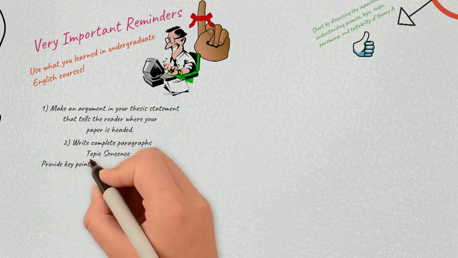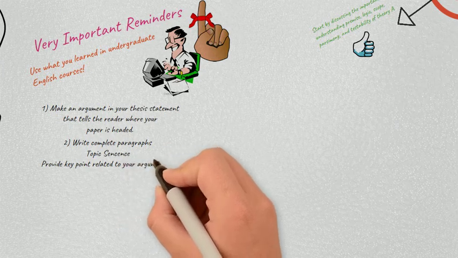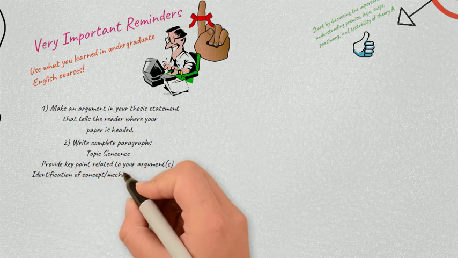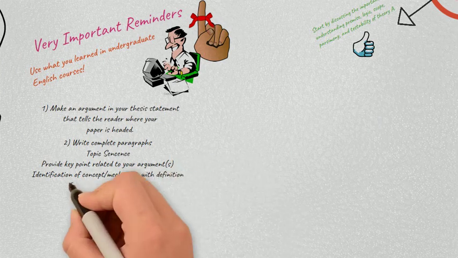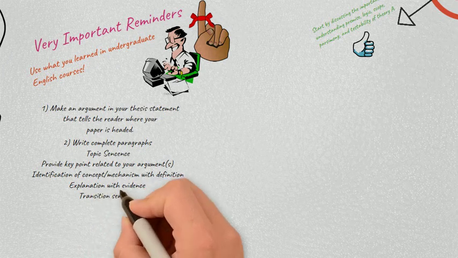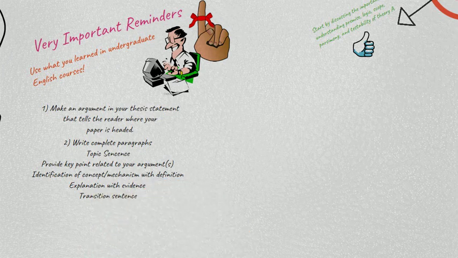Then they move to provide a key point related to the argument made in your thesis statement. Identify concepts or mechanisms. Use evidence as you do this. Explain the concept or mechanism within the context of your argument. Again, use evidence. Not anecdotal stories about your own experiences or your brother or friend from school. Finally, a transition or concluding sentence. A paragraph is generally 3 to 7 sentences in length.